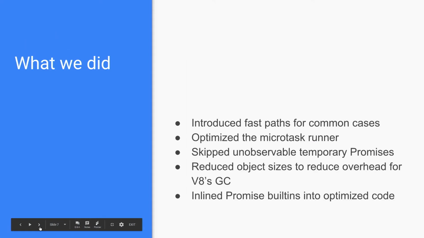And the way we did this are a bunch of different tricks that we have been employing to basically make features faster. We introduce fast paths. We make sure that certain things that are on the hot path are optimized. We make sure that the objects are not unnecessarily large. And in some cases, we inline certain things into optimized code.